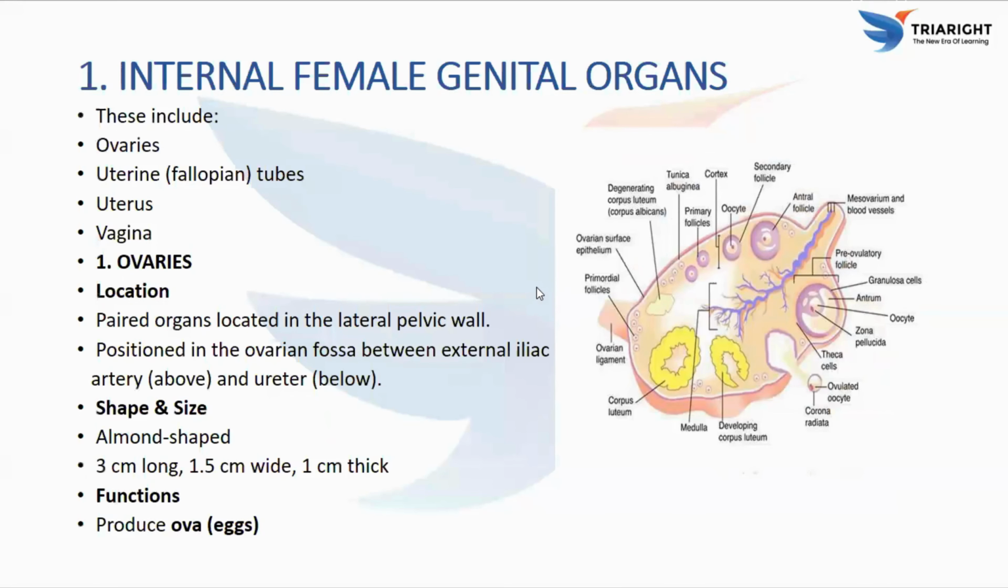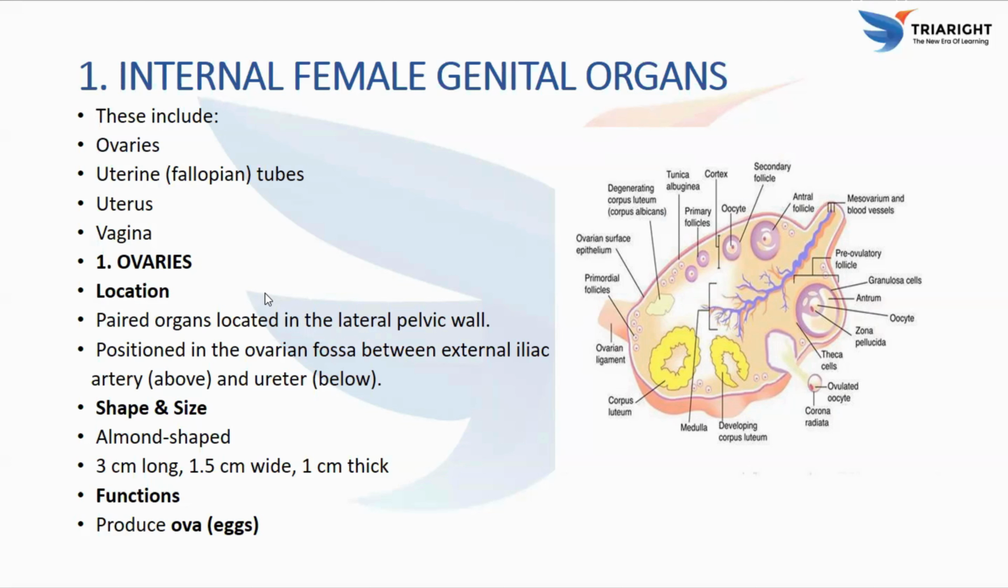So next, coming to internal female genital organs. Now let's discuss each and every organ of the system briefly. What I said, internal female genital organs involve the ovaries, uterine tubes, nothing but the fallopian tubes, uterus and vagina. So in this slide, you are going to learn about ovaries.